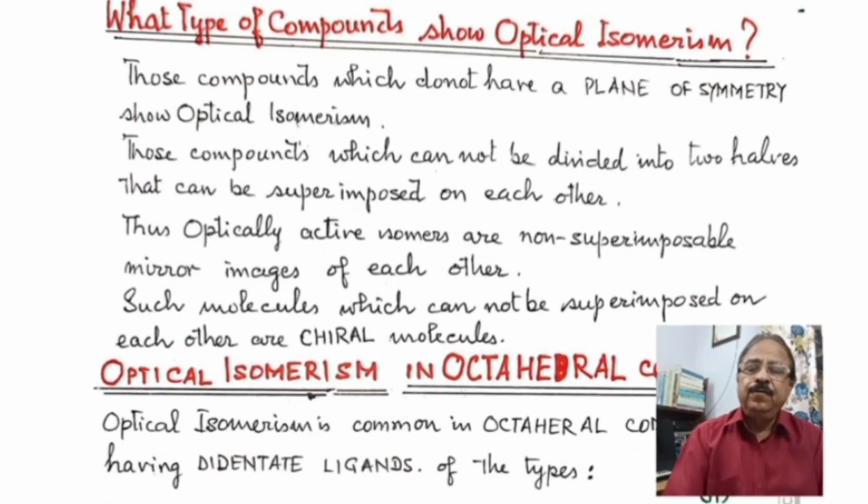Now let us see what type of compounds show optical isomerism. Those compounds which do not have a plane of symmetry show optical isomerism. Those compounds which cannot be divided into two equal halves that can be superimposed on each other show optical isomerism. Thus, optically active isomers are non-superimposable mirror images of each other, right? Such molecules which cannot be superimposed on each other are called chiral molecules.